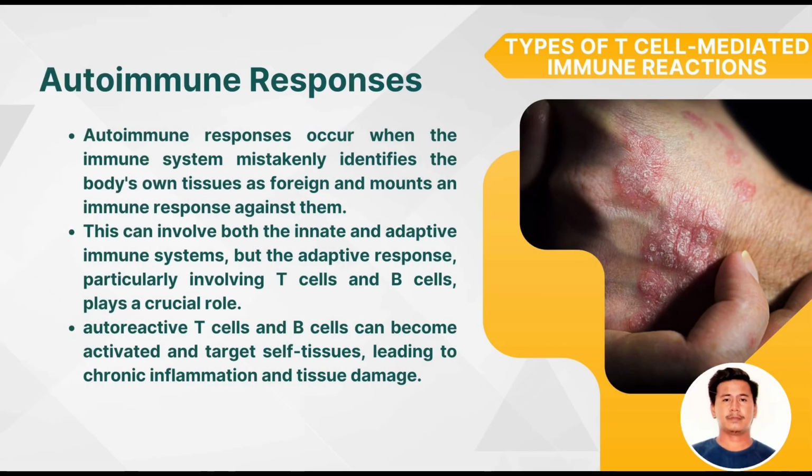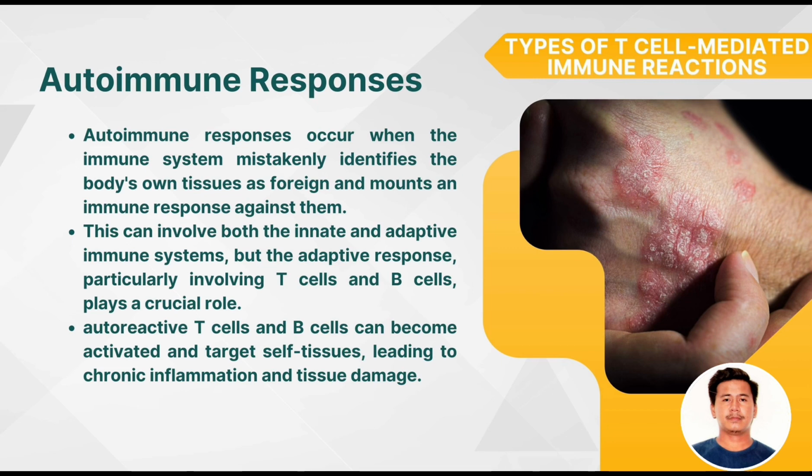Moving on to autoimmune responses. So, these autoimmune responses occur when the immune system mistakenly identifies the body's own tissue as foreign and mounts an immune response against them. This can involve both the innate and adaptive immune systems, but the adaptive response, particularly involving T cells and B cells, plays a crucial role.